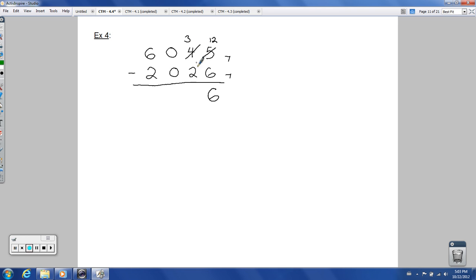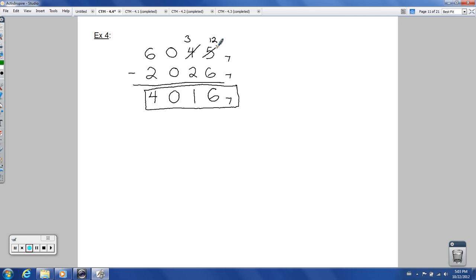Now I can do 3 minus 2. That's just 1. That's allowed in base 7. 0 minus 0, still 0. And then 6 minus 2, that's a 4. So this one, I would say 4016. That's what that equals in base 7.